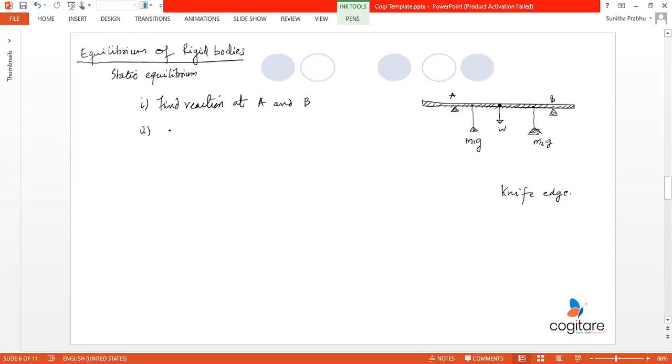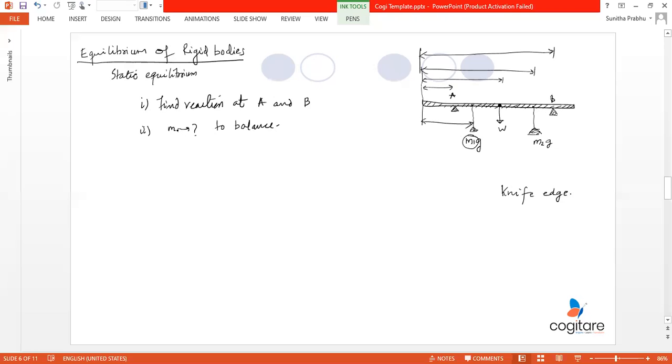They may ask how much mass is required to balance this. They will give you M2, say this is the reference end, a knife edge is placed at this distance, and weight is passing through the center. Another mass is at this distance, another knife edge is at this distance. All the distances are given. They will say, I am hanging a mass M2. Can you tell me where I should hang mass M1? They may ask you to find out this distance.